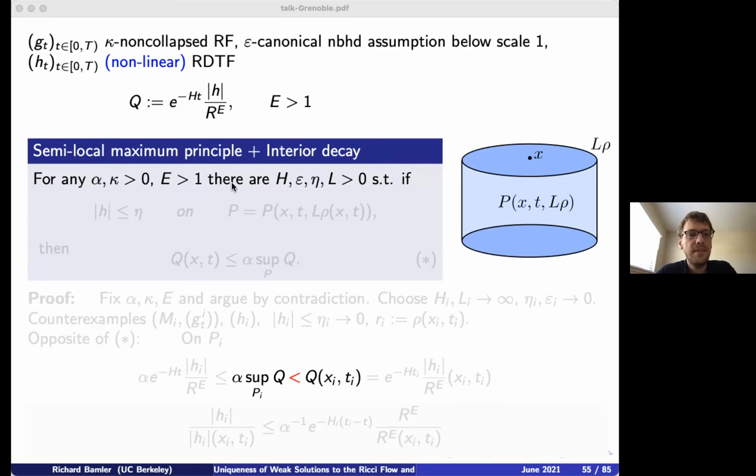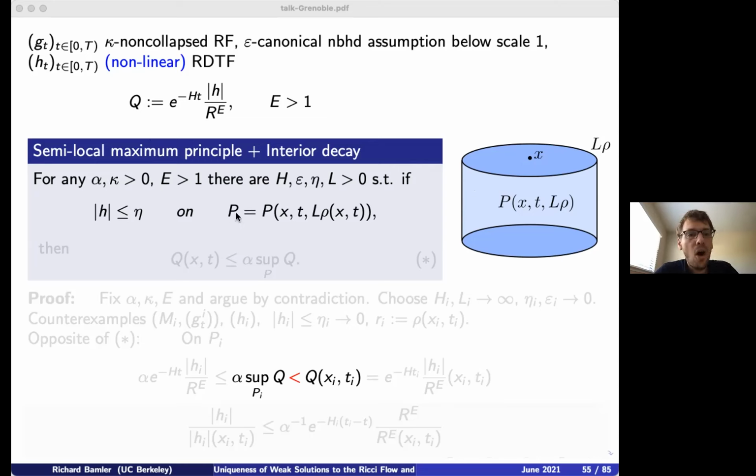Okay? So it says the following: for any alpha, which will show up later, kappa, which is just in this definition here, and any E, there are constants H, epsilon, eta, and L, such that the following is true. If I take a parabolic neighborhood around some point x at time t of size L times the curvature scale at x, okay? So I'm going to call this P.